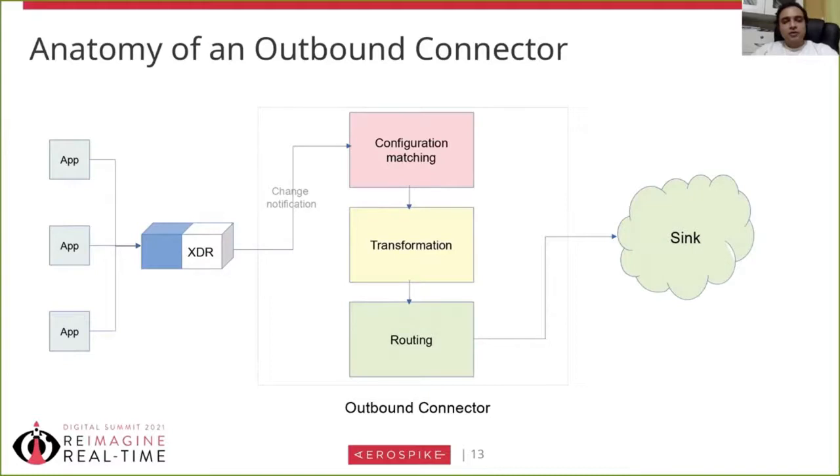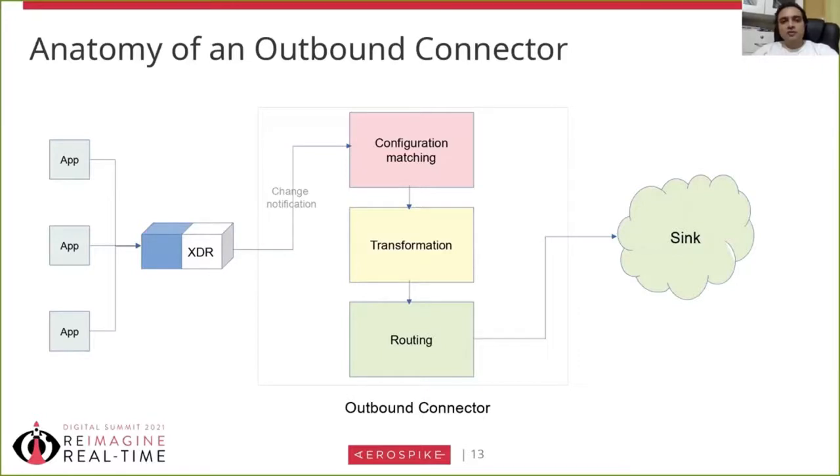Now what we are going to do is look at the internals of an outbound connector. Similar to the inbound case, we trace the path taken by a change notification from the Aerospike cluster to the destination sync cluster. So what we see here is applications updating data in Aerospike. For every record that is updated, the XDR component of Aerospike generates a change notification, which is streamed to the outbound connector. Within the outbound connector, the change notification goes through three phases.